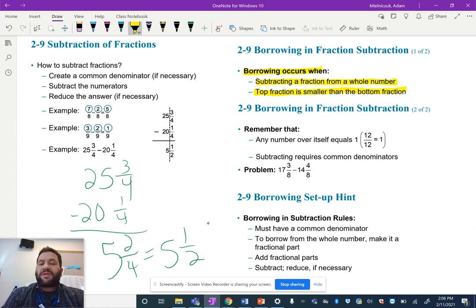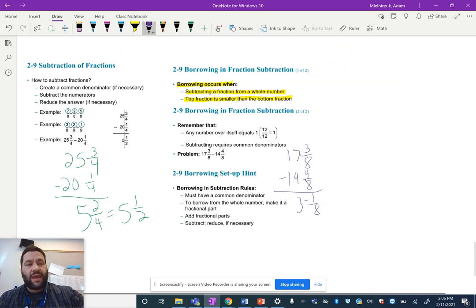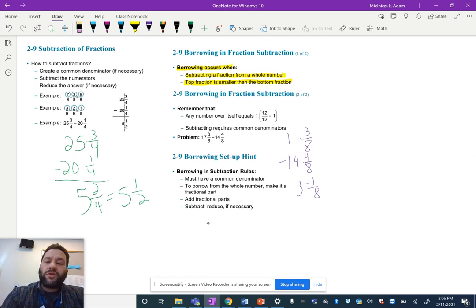But look at this problem. 17 and 3/8 minus 14 and 4/8. If we do it the way we did the last one, what happens? Well, 3 minus 4 is -1. So we'd have 3 and -1/8. It doesn't make any sense. So because it doesn't make any sense, what you have to do is you have to borrow.